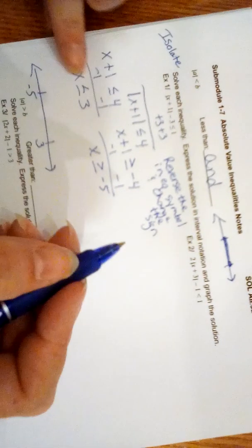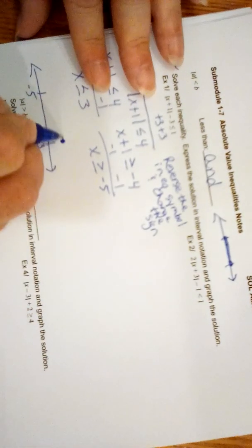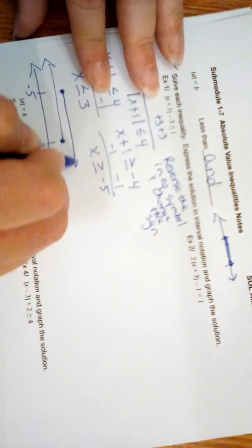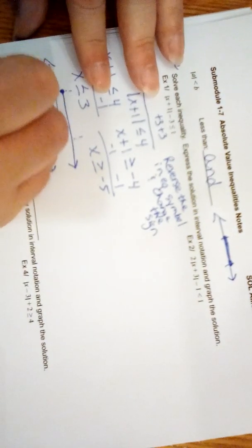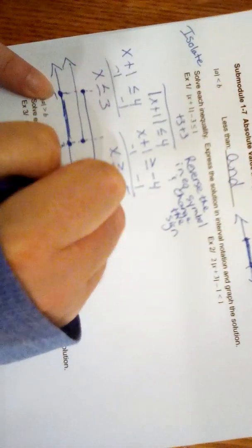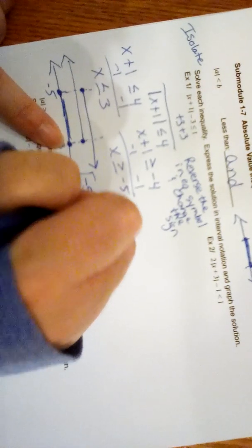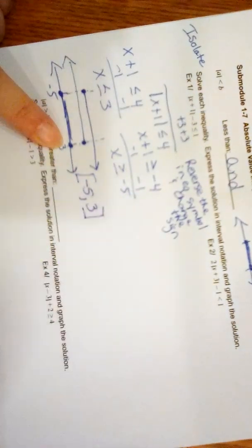Okay, so we've got less than or equal to 3 with a dot. Greater than or equal to -5 with a dot. It's an "and", so we've got to look for where do they overlap. From here to here. Okay, and we need to write in interval notation. The dot means bracket, includes the endpoint, -5, comma 3, bracket, because we're also including the endpoint.